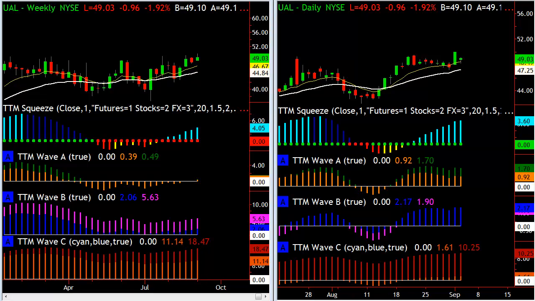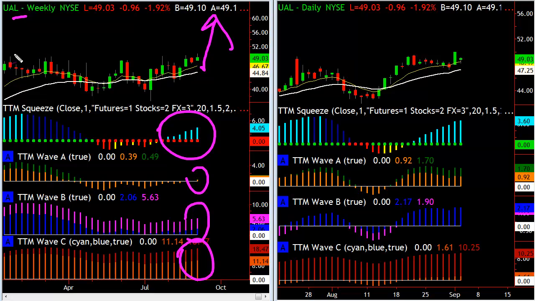And then 2 trades I want to show you. One is what's called a weekly bullish continuation trade. This is UAL. What we're looking for here is that on a weekly chart, we've got the A, B, and C waves above 0, and we have a squeeze in place that has not yet triggered. So this is one where we're looking for this to continue going higher, and I like this one quite a bit.